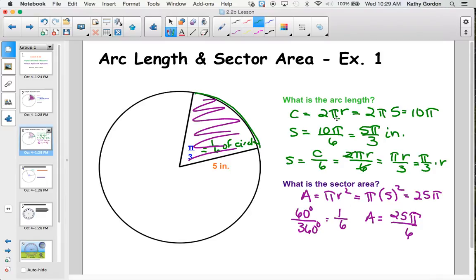So ultimately, when we're trying to find arc length, we really only have to do that. Arc length is simply taking our central angle times our radius if, and this is a big if, our central angle is in radians, which it was in this case. It was pi over 3. That's a radian measure.